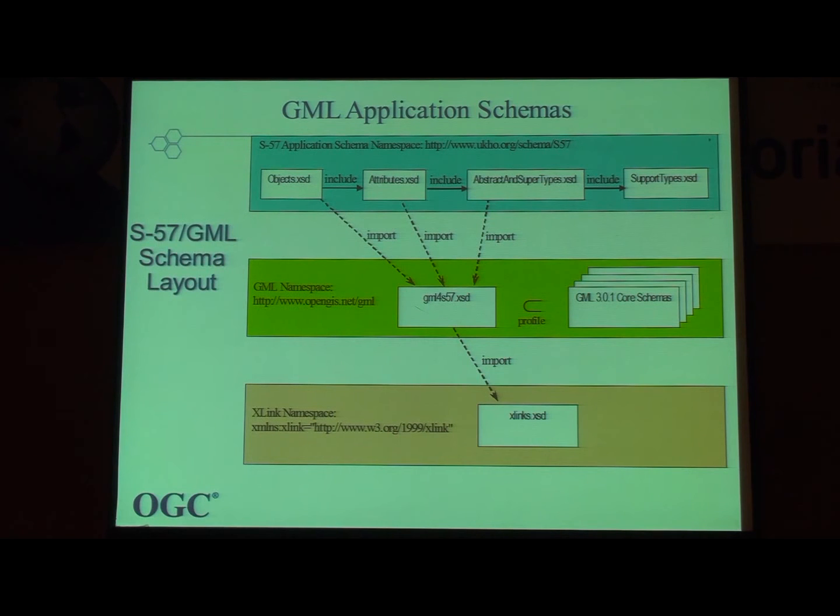An example of this is a hydrographic application schema called S-57. We've got the application schema objects up on the top in blue, so the various objects, attributes, and things like that. They import GML objects from the GML namespace, which in turn imports some XLink objects from some of the XML namespaces.